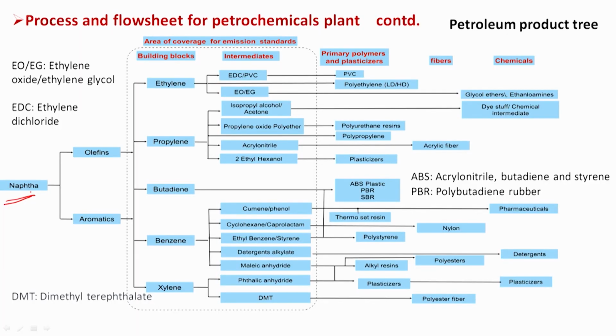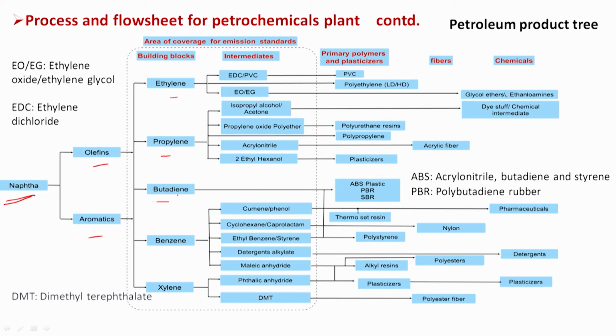So, there will be different units, different types of operations, and from each unit and operation there will be a chance of pollution generation. Now, we will be seeing that. Whatever may be the products, in most of the petrochemical plants naphtha is considered as a basic raw material, which contains olefins and aromatics, and from these after naphtha cracking we get ethylene, propylene and butadiene.